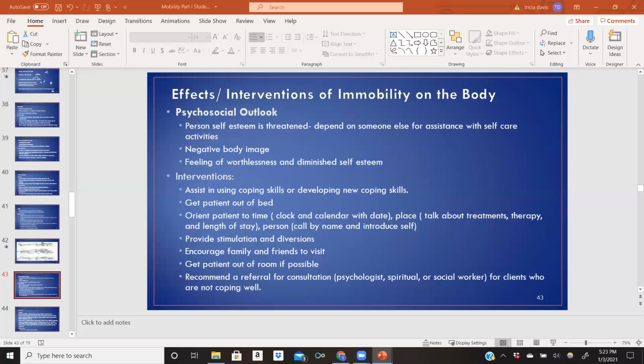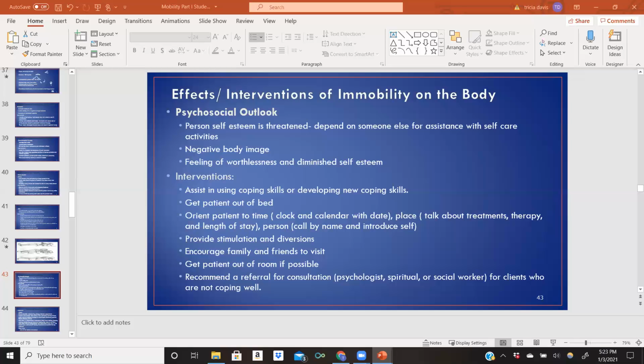You can help to orient the patient to the time. You can have a clock in the room or a calendar. You'll update your board every day with your name and the date. You can talk about where they are, the treatments that they're going to have, what they have done, how long they're going to be here. Call them by their name. Make sure you always introduce yourself.